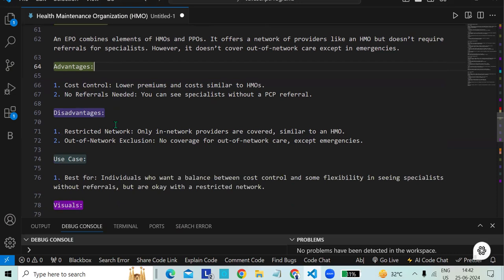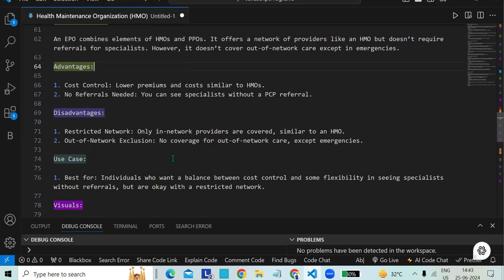And we have disadvantages. A restricted network: only in-network providers are covered. As I told you, it doesn't cover out of network providers, right? So only in-network providers are covered, similar to an HMO. Out of network exclusion: no coverage for out of network care except emergencies. So in case of emergencies only, out of network care will work, otherwise it will not work.